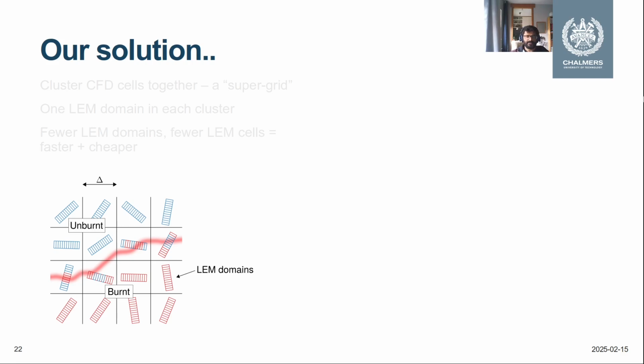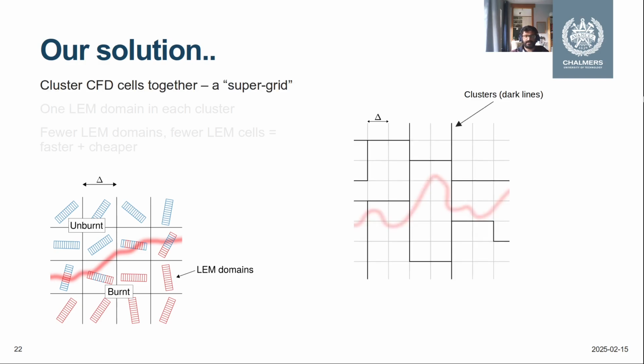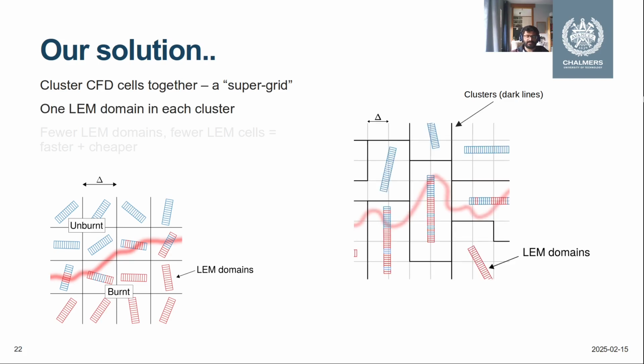Finally, we arrive at the method developed during my project to improve compute times. First, we perform a clustering of the CFD cells, as shown by these dark lines. This results in a coarse-level supergrid. We then embed each cluster with an LEM line, instead of the picture on the left where each grid cell has an LEM line. This results in fewer LEM domains, fewer LEM cells, and thus much faster simulations.